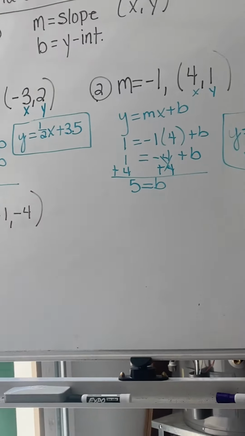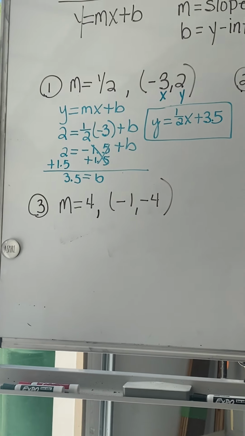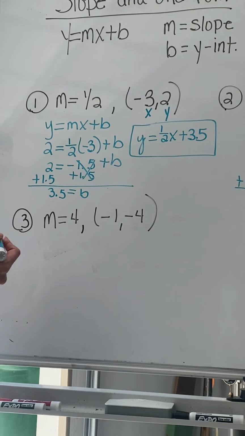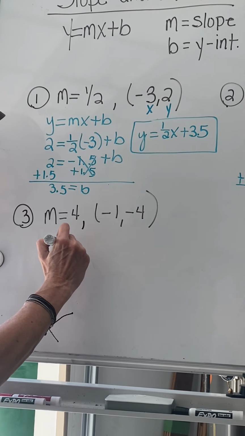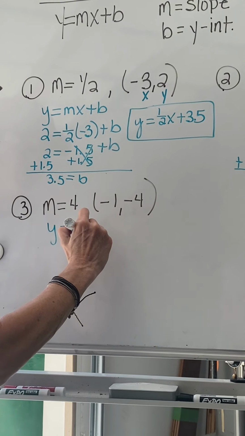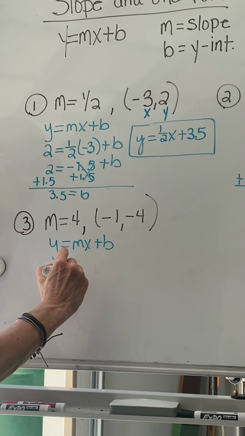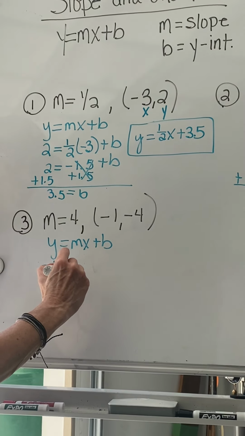Then the last example we have, slope is 4. The ordered pair is (-1, -4). Our goal is to write the equation that has a slope of 4 and passes through that point. In order to write the equation, we need our y-intercept. So my y value is -4. My slope is +4. My x value is -1. And I'm solving for b.